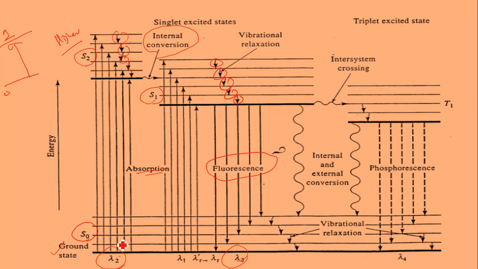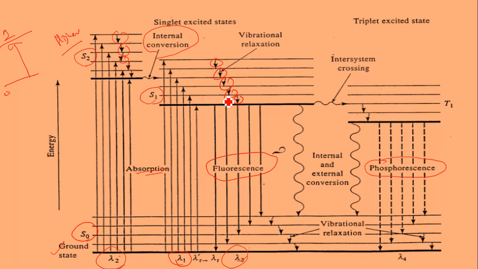Here lambda 2, here lambda 3, and here you can put lambda 1. So that is the difference between absorbance and fluorescence. Now what will happen? The other topic is the terminology of phosphorescence.